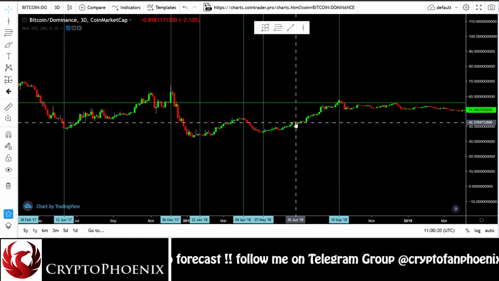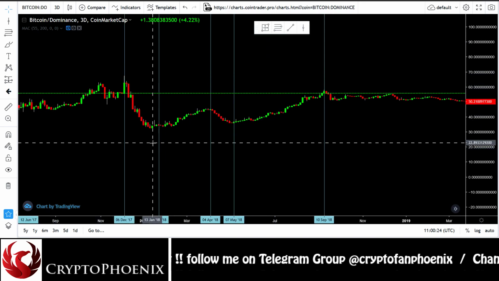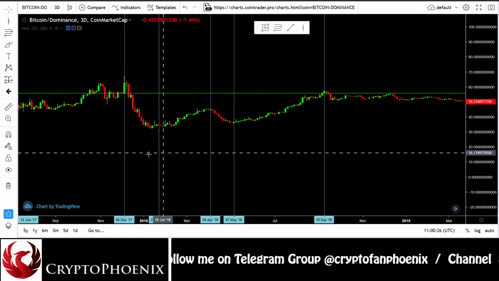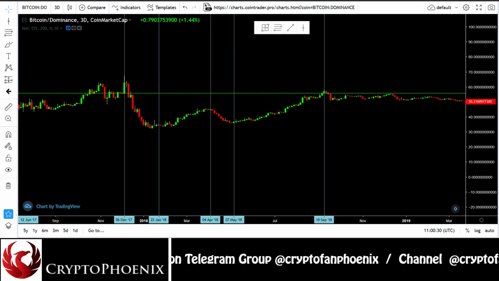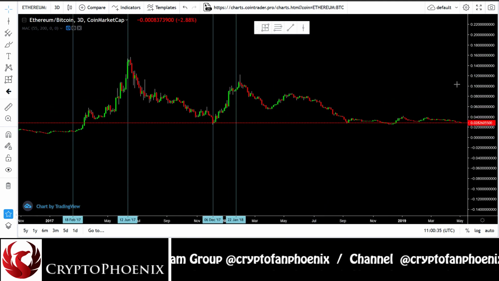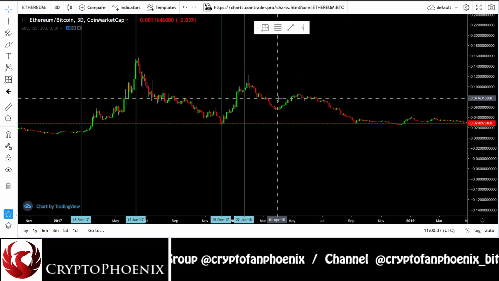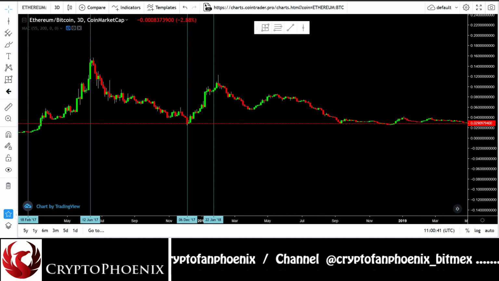I think things are pretty much getting clear to you guys. As the dominance decreases, the price increases, and as the dominance increases, the price decreases in the Ethereum BTC pair. So I can't say the price right here because it's correlated with the BTC. So we can say the number of satoshis are decreasing or increasing based on the dominance.